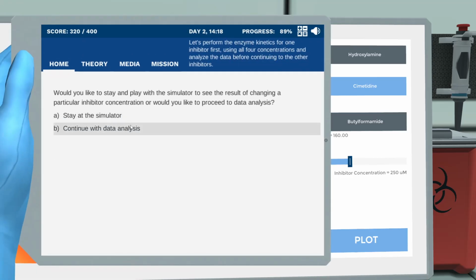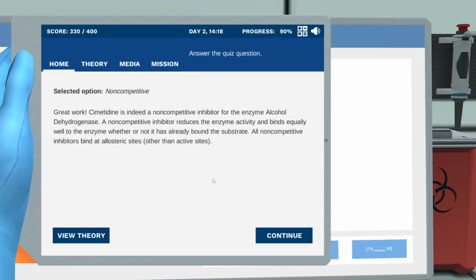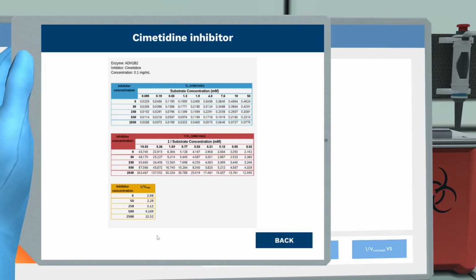Would you like to stay and play with the simulator to see the result of changing a concentration? What kind of inhibitor is cimetidine? Great work! Cimetidine is indeed a non-competitive inhibitor for the enzyme alcohol dehydrogenase. What happens to the values of Vmax and Km in the presence of a non-competitive inhibitor, respectively?